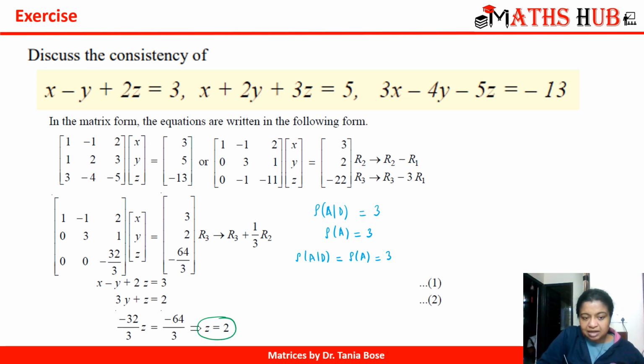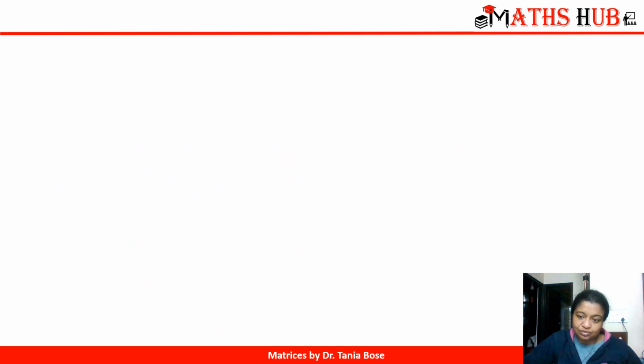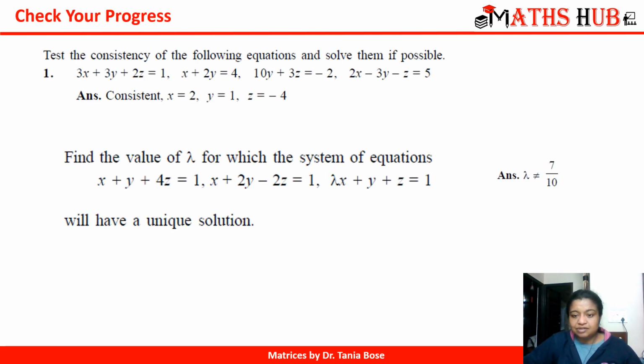Then we go back to the second last equation, we get 3y plus z is equal to 2. If z is 2, so 3y is 0. So this will become y equal to 0. And when y is equal to 0, put it back in the first equation. We have x minus y plus 2z is equal to 3. So y is 0, z is equal to 2. So that will lead to x is equal to minus 1, right? So this leads to a unique solution, which will be x is minus 1, y is 0, and z is equal to 2, right? So now to try these problems, I've given you two problems.